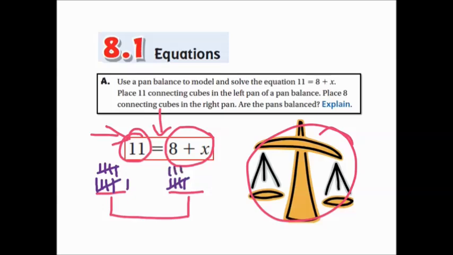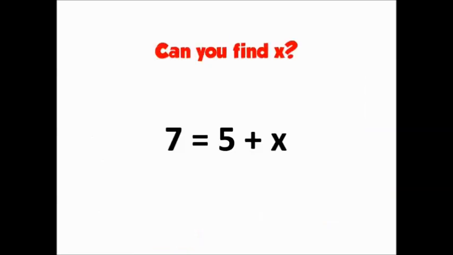And I need to figure out how many more I need to add onto there so that they're equal. Well, to make this side equal to this side, I just need to add 1, 2, 3. Now they both have 11. So x is equal to 3. You can think of the x as a blank. But it's just a placeholder, and you'll see a lot of letters from now on in math.